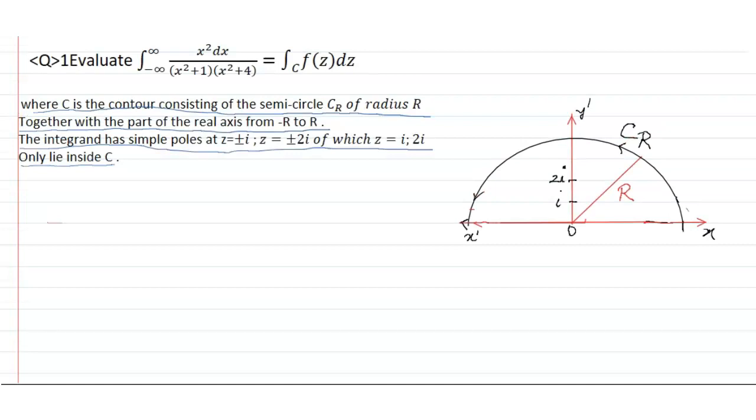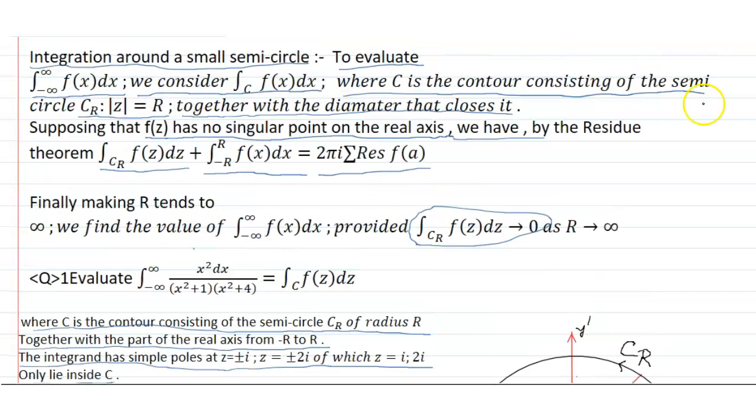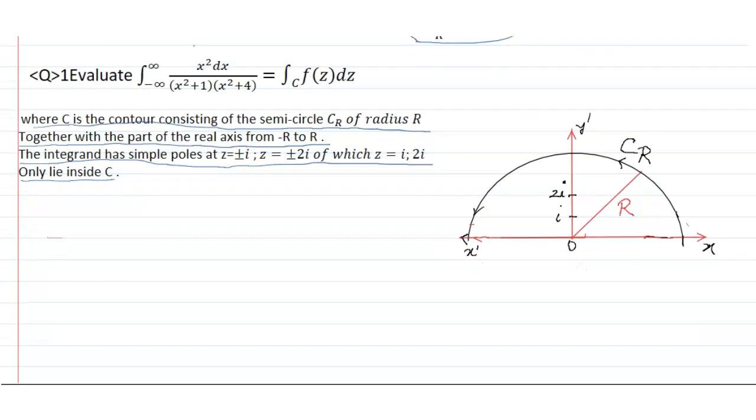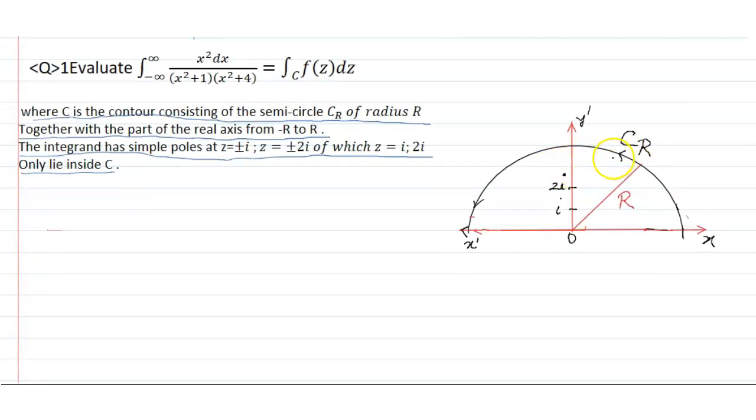So friends, how can I solve this problem? I can solve it simply. I apply this method, the semicircular method. I have already drawn the semicircle C_R, and you will see that i and 2i are inside C.